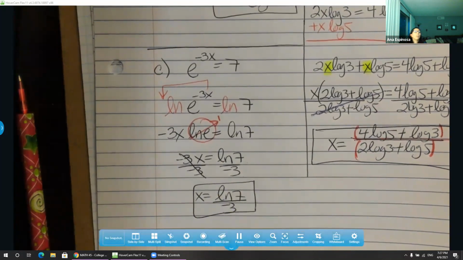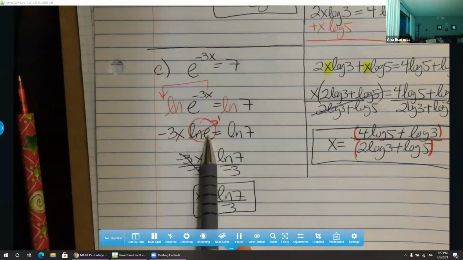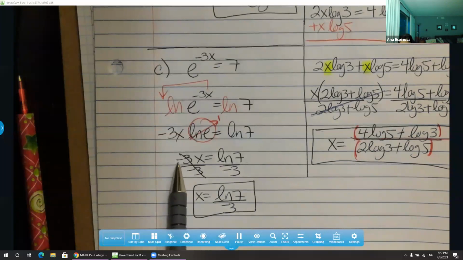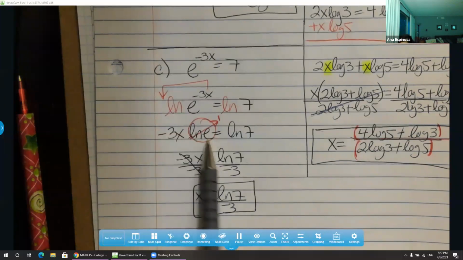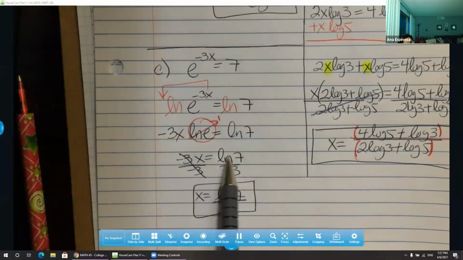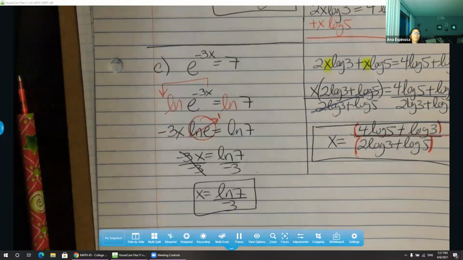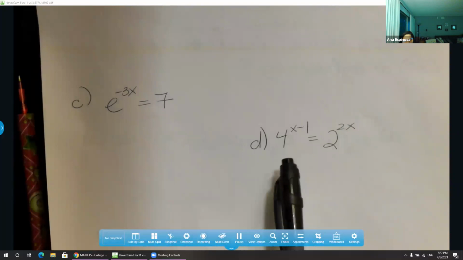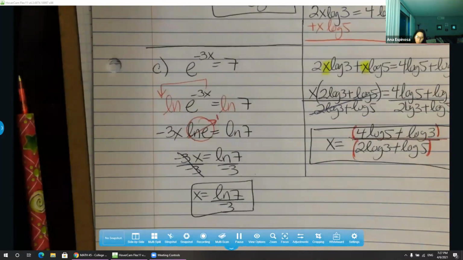Had you taken the log of both sides, then that log of e would be stuck there. So when you divide, you'd have to divide by negative 3 log of e on both sides. So you'd have log of 7 over negative 3 log of e. You'd have to have all of that written out versus this. Okay. So now you can do D. D is similar to this one, but a little bit less hectic.